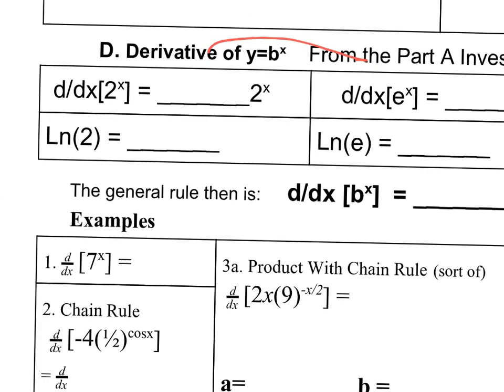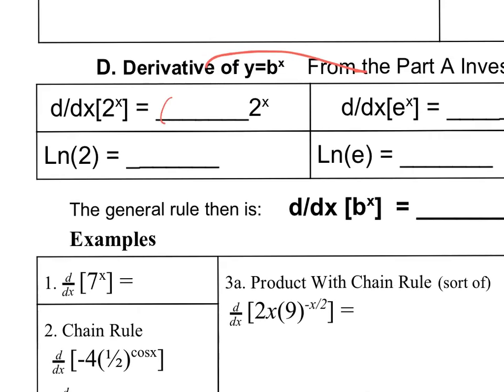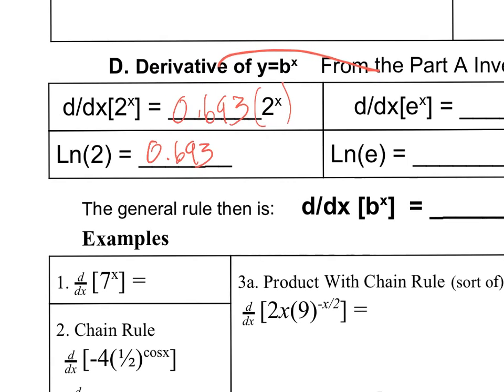we had d by dx of 2 to the x equals 0.693 times 2 to the x. So remember that it was a vertical scaling. The derivative of 2 to the x is 0.693 times 2 to the x. The ln of 2, if you do that in your calculator, you're going to get 0.693. Something interesting there, right? So remember that ln 2 equals 0.693.